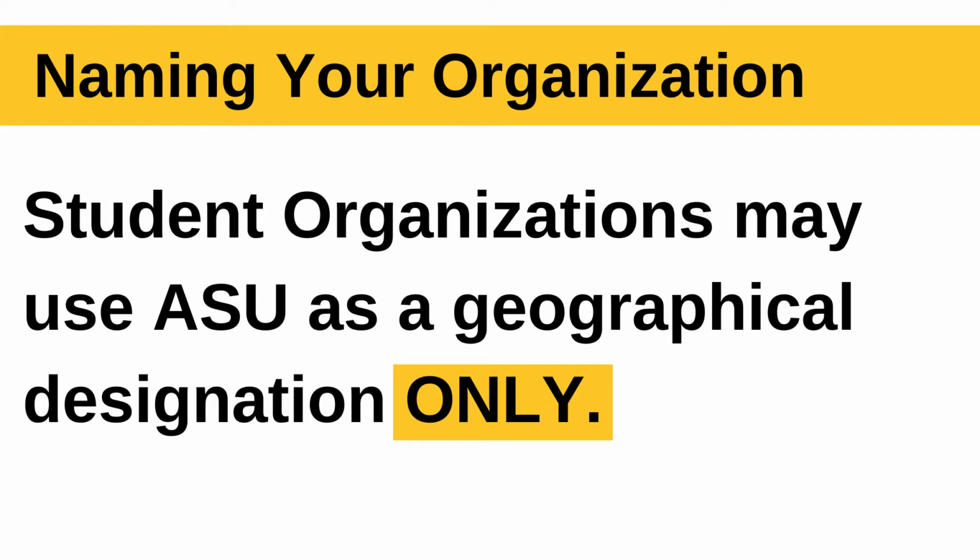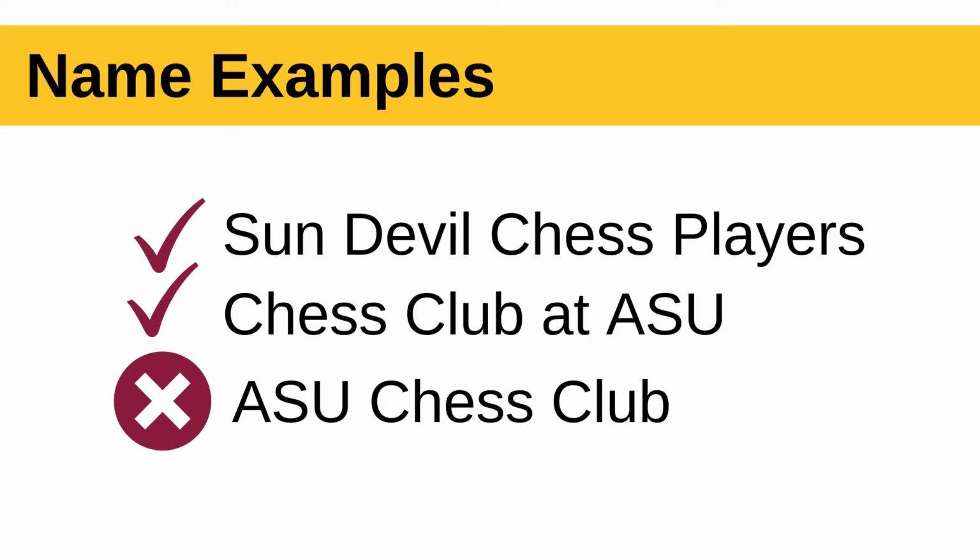Before you submit your registration, I also want to mention a few things about branding. ASU student organizations cannot use ASU at the beginning of their name. ASU or Arizona State University may be used as a geographical designation only. You may use other ASU terms like Sun Devils or Sparky, but if you are using the actual school name, it can only be listed at the end, such as in this example, the Chess Club at ASU.